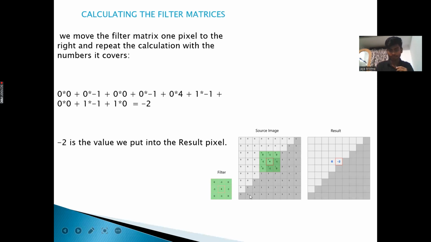The result image value will be minus 2, which is marked in red, from the source image. So from the source image, it filters to the minus 4 in the red circled box, and at last results in minus 2. We can clearly see this in the picture. This is the example of how we can calculate with the filter matrix. Move to the next slide.